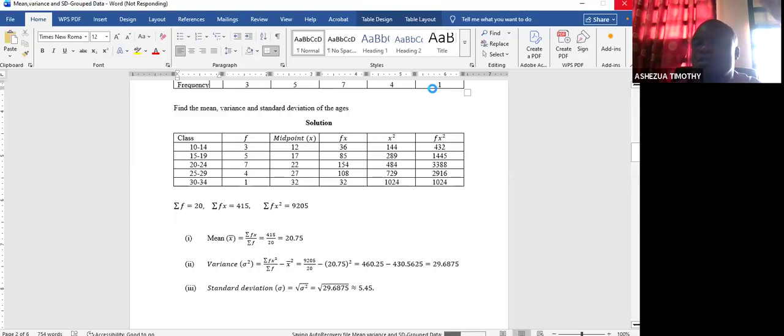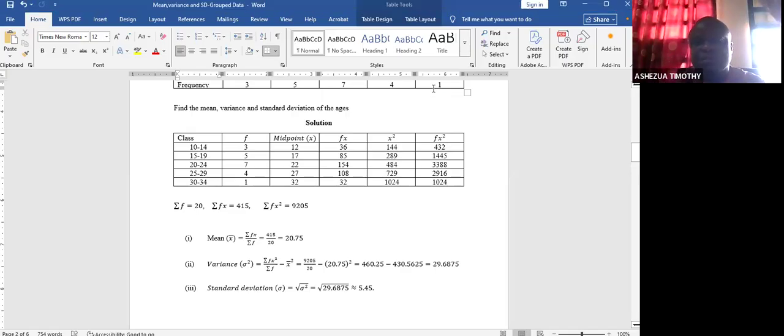Because the data is not grouped. Once a set of distribution, a data is not grouped, all you need to do is to sum everything together and divide by the number in that distribution.